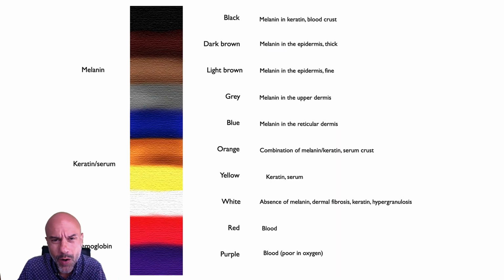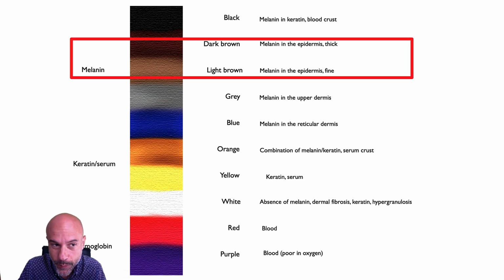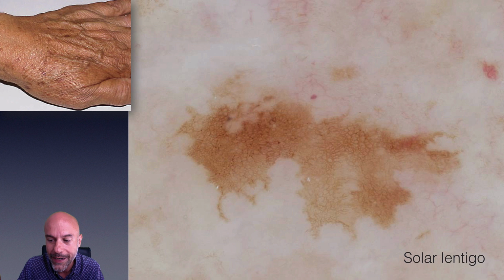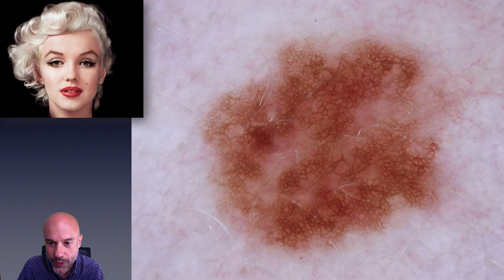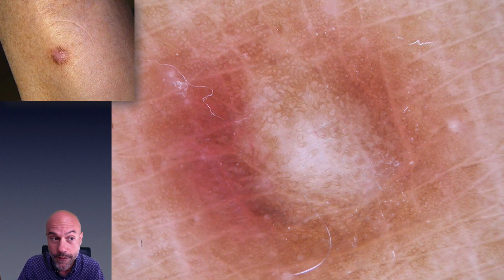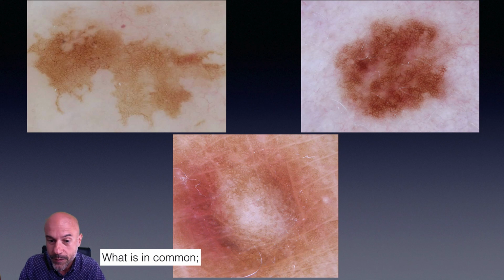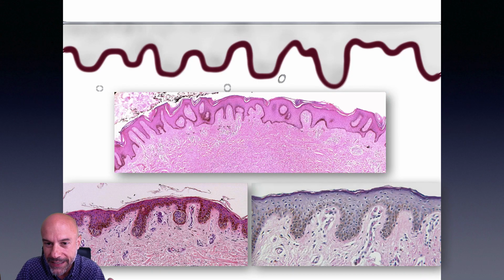Brown color almost always corresponds to the presence of melanin at the level of the dermo-epidermal junction. And let's see here a few results, starting first from the diagnosis. So here you can see a solar lentigo. In the next image you can see a melanocytic nevus. In the next image you can see a dermatofibroma. So in all these three tumors there is something in common morphologically, and what is in common is the presence of brown network. Why do we see precisely the same feature in three different tumors?